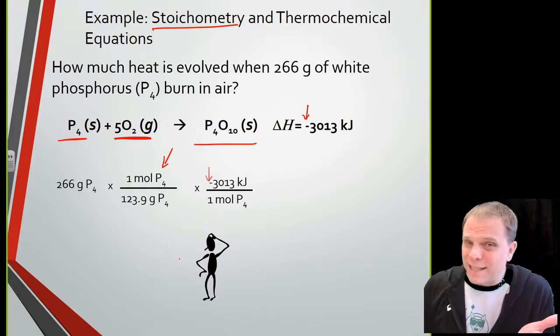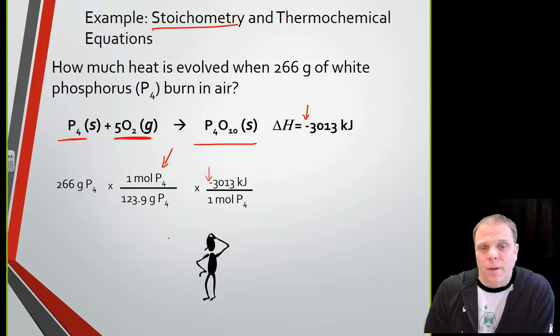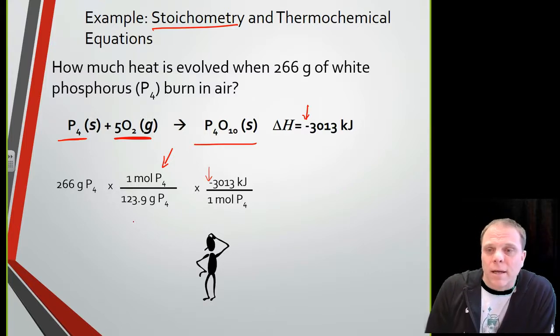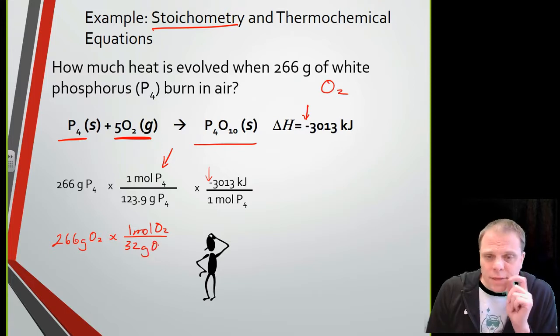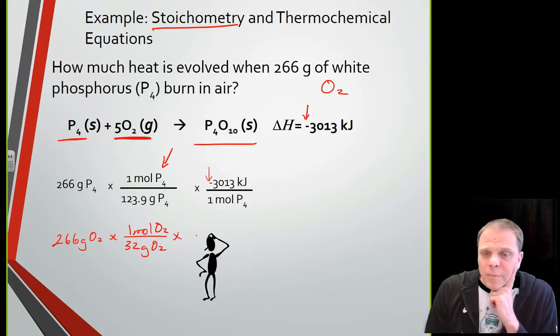But what if I'd asked the same question for oxygen, right? What if I'd said instead that this was 266 grams of O2 reacting with phosphorus? Well, what would that look like? Well, I'd have to do this. Now, this value is going to be different, right? For 32 grams of O2. And then this value is going to be different because I still have 3,013 kilojoules, negative 3,013 kilojoules.